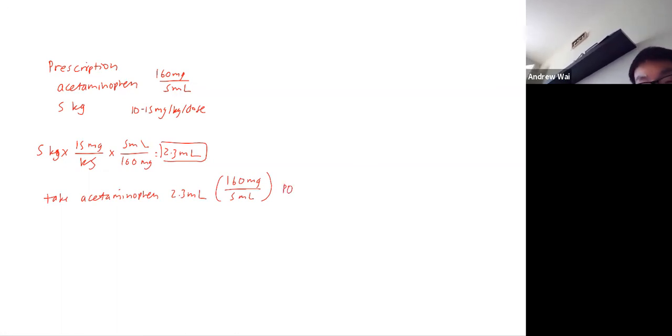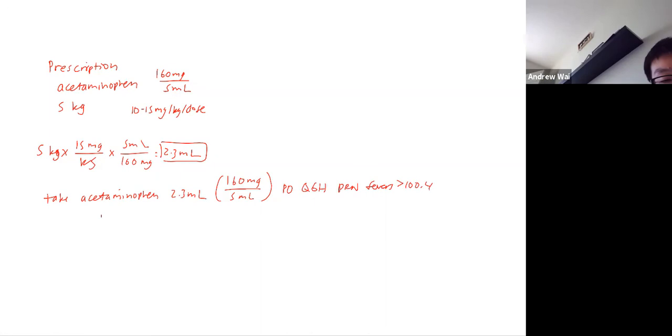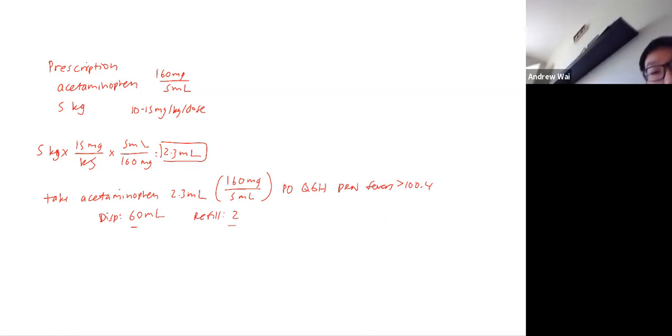by mouth, PO. Q, once again, let's go 6 hours this time. And PRN, fevers greater than 100.4. And then you're going to say dispense 60 mLs. And you're going to say refill 2. All right. Once again, you can put whatever numbers you want here. That doesn't matter. I mean, it does matter, of course, but it has more to do with your discretion.